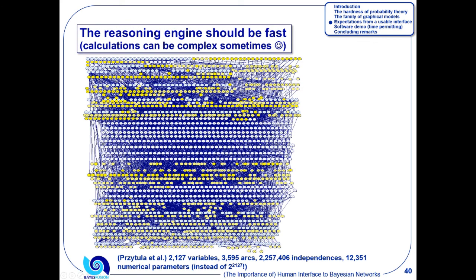Here's one of those big models that one of our users was using. 2,127 variables. Look at the number of arcs, independencies.